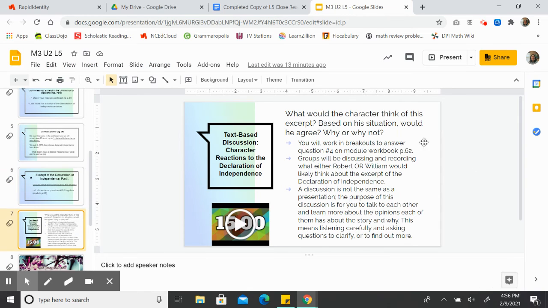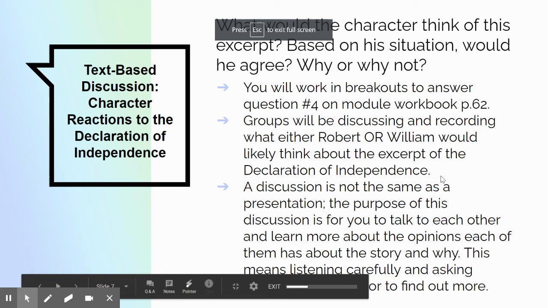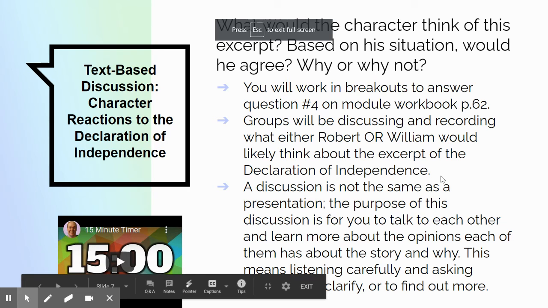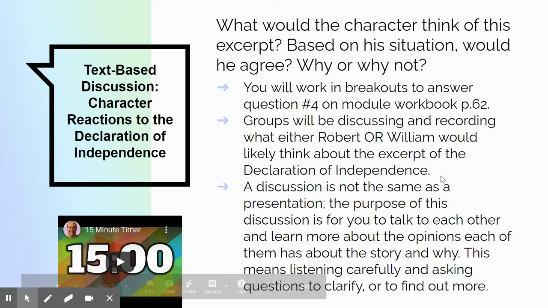So in class, the next thing we're going to do is flip over to page 62 of our module workbooks. And together we're going to be getting in breakout rooms and discussing either Robert or William and thinking about how Robert or William would feel based on this excerpt from the declaration that we read on page 60. Okay. So since you're doing this independently, I want you to choose Robert or William, and I want you to complete page 62 using one of the two gentlemen from this book.